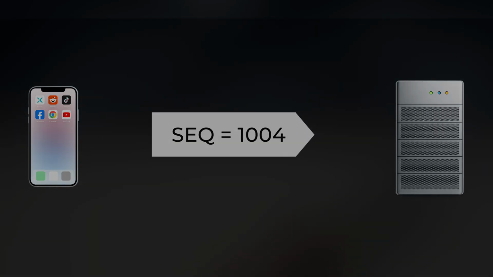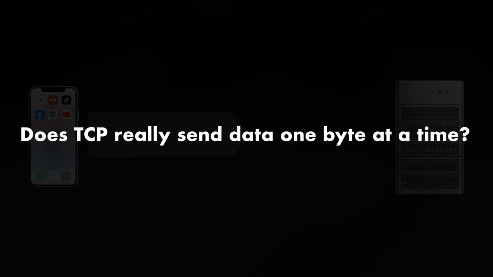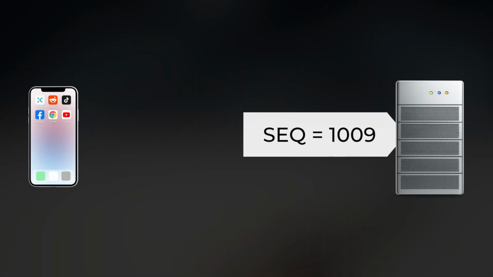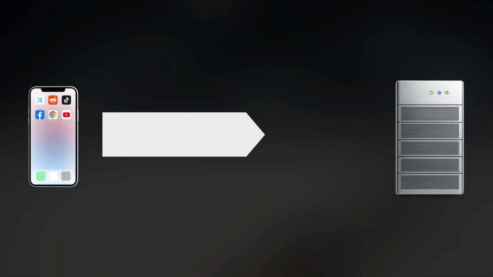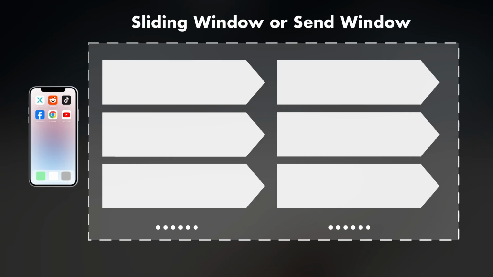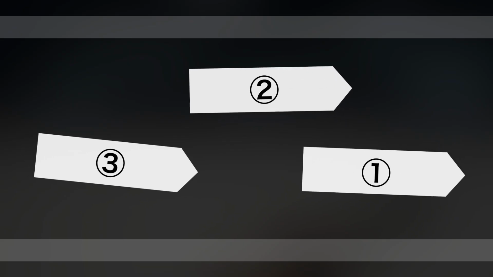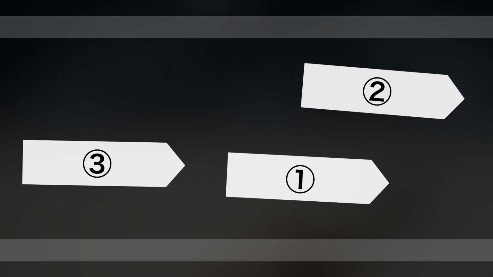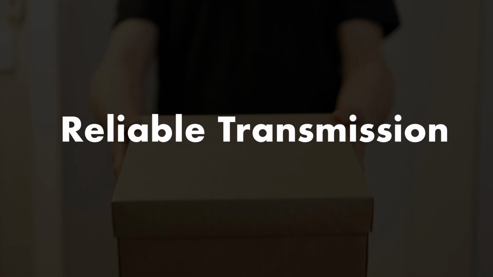Now, you might be wondering, does TCP really send data one byte at a time? Of course not. That would be painfully slow. In TCP transmission, each data packet, technically called a TCP segment, can carry up to around 1,460 bytes. The sender can send multiple segments at once, within a certain range of bytes called the sliding window or send window. But the real internet is unpredictable. If multiple packets are sent at once, some might arrive out of order, get lost, or even corrupted. So what happens then? That brings us to TCP's fourth feature, reliable transmission.